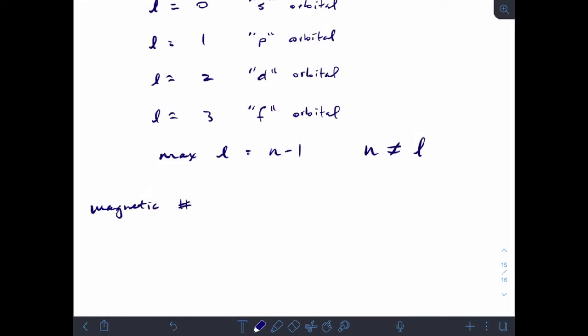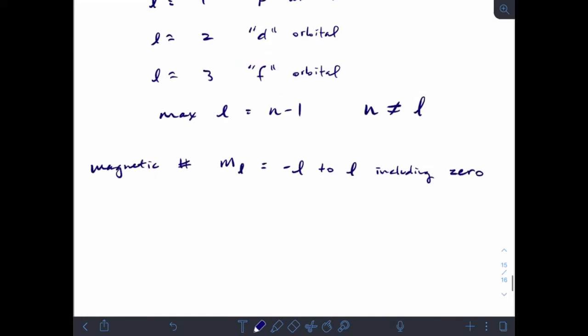Okay, and that's m sub L. Right, and m sub L can be anything from negative L to positive L, including 0. And the magnetic number is our orientation number. Okay, so our m sub L tells us, are we talking about a p orbital that's coming forward and back, left to right, or up and down?